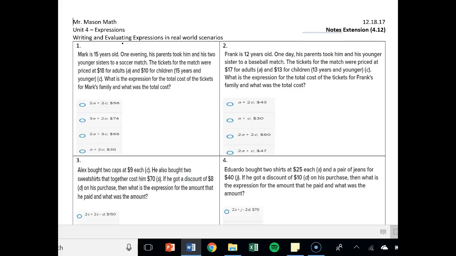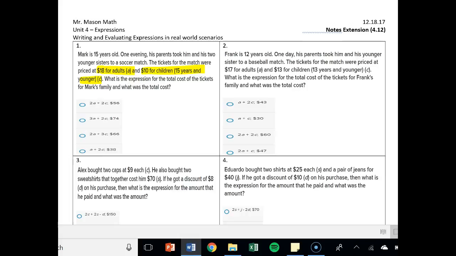So number one, it says, Mark is a 15-year-old. One evening, his parents took him and his two younger sisters to a soccer match. The tickets for the match were priced $18 for adults, so that's 18A, and $10 for children, and that's 15 years and younger, so 15C. What is the expression for the total cost of tickets for Mark's family?